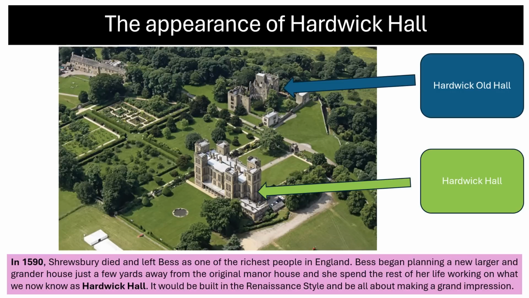is preserved. So we know that George Talbot, the Earl of Shrewsbury, died in 1590, and this left Bess as one of the richest people in England. It's said that she was the second richest woman in England, only behind Elizabeth I. And this is when she begins, almost immediately, planning this new large and grand house just a few yards away from the original manor house, and she spent the rest of her life working on what we now know as Hardwick Hall, which would be built in this Renaissance style and all about making this grand impression.